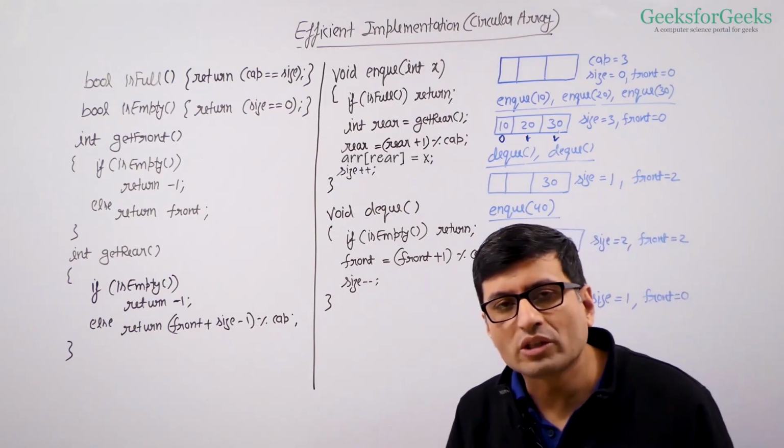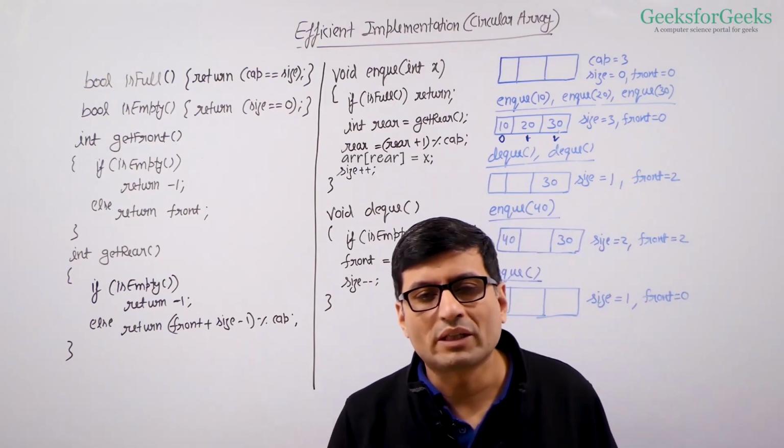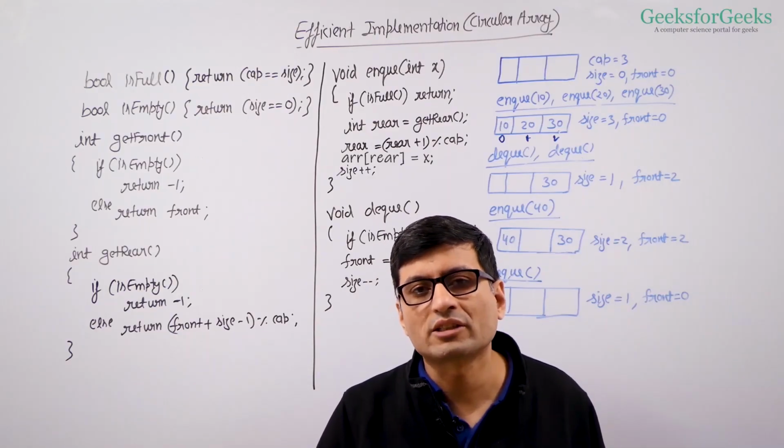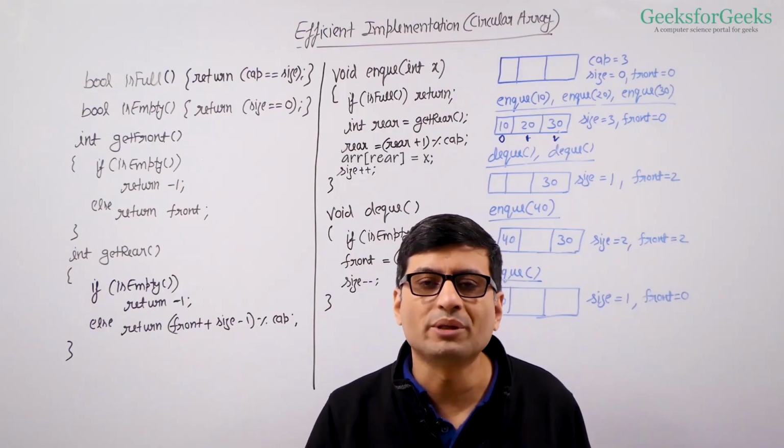So this is how all these functions work. All of them have time complexity big O of 1 and they do not waste any space in the array. If there is an empty space in the array, then the item will be inserted in the queue.